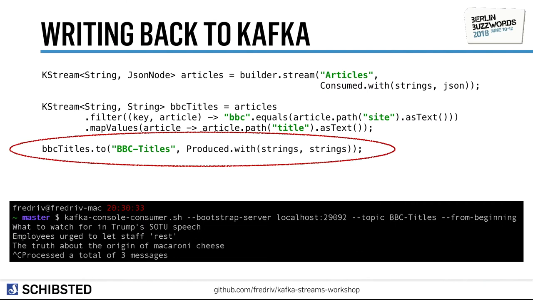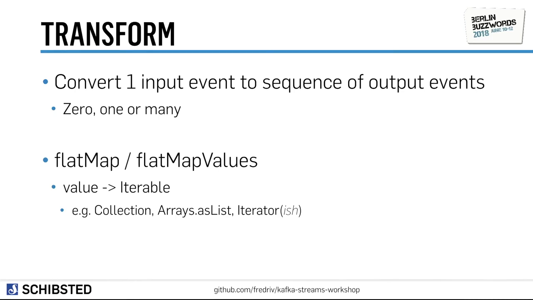All right. So mapValues is the simplest transform you can do. Sometimes you need to convert one input event into a series of output events, for example, if you extract a list of data from inside of your event object. So converting from one input event to many, or sometimes zero. If you know functional programming or the Stream API, you can use the flatMap operation to do this. It takes in the value and you return an iterable of whatever output type you have. This works nicely for collections and arrays, which are iterables in Java.